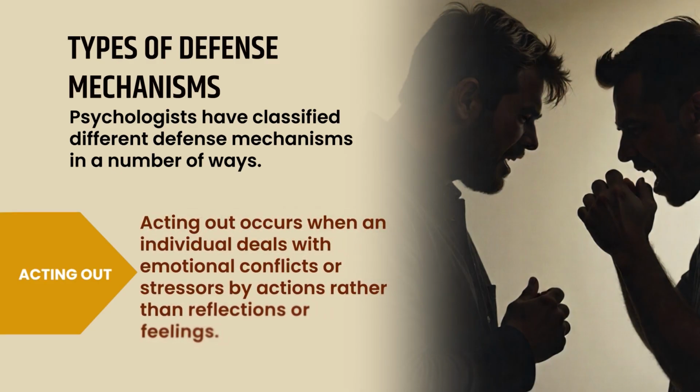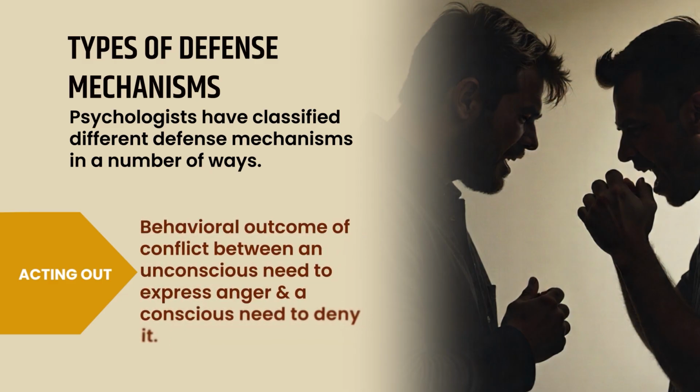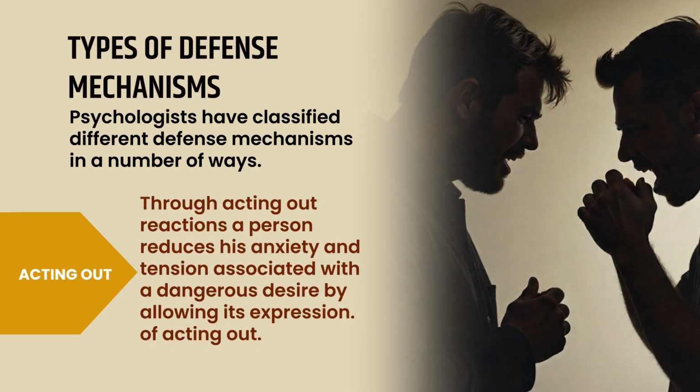Next type of defense mechanism is acting out. Acting out occurs when an individual deals with an emotional conflict or stressor by action rather than reflection or feeling. It is the behavioral outcome of a conflict between an unconscious need to express anger and a conscious need to deny it. Through acting out, a person reduces the anxiety and tension associated with a dangerous desire by allowing it expression.